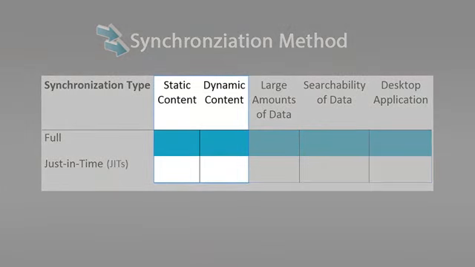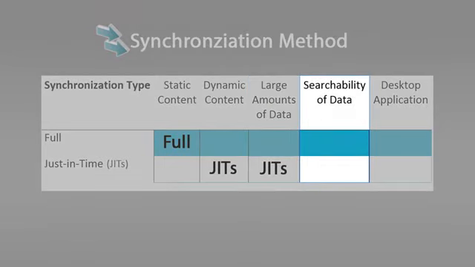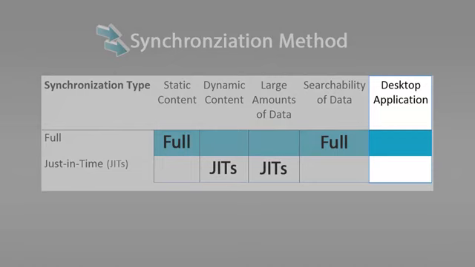Is the data static or dynamic? Full synchronization is more appropriate for static data, and just-in-time synchronization is more appropriate for dynamic data. Is there a large amount of data? If so, consider using only just-in-time synchronization, because performing a full synchronization on a large amount of data can consume many resources. Does the data need to be searchable? If so, you must do a full synchronization, because content can be indexed only after it is synchronized, and you cannot guarantee that all content will be synchronized when using only just-in-time synchronization. Does the content need to be available from the Filr desktop application? If it does, you must use full synchronization.